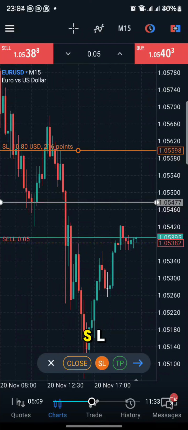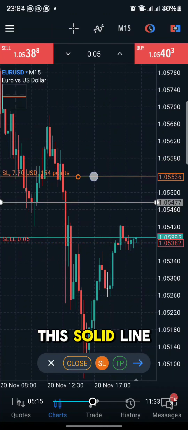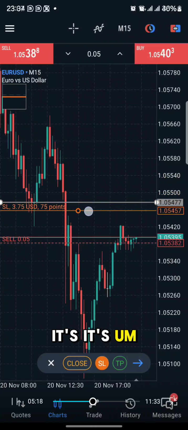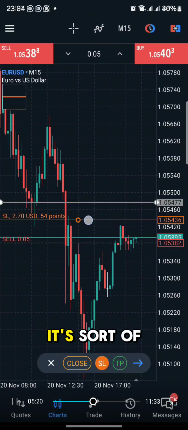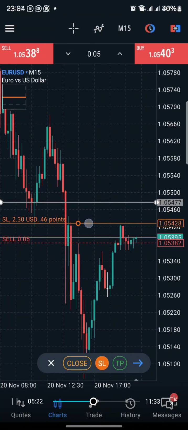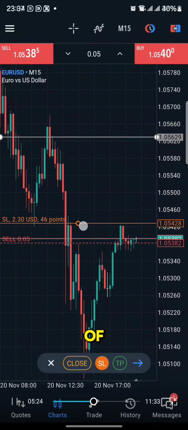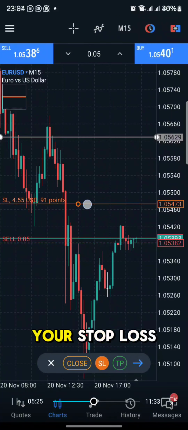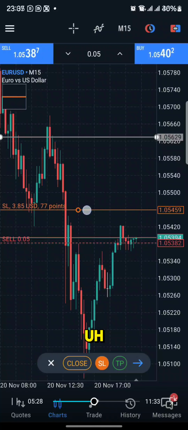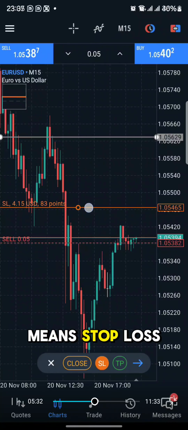So once I click SL, right, there's a line, this solid line. It's sort of a marker of where you want to plot your stop loss, right? So if you check, it's written SL, right, means stop loss.